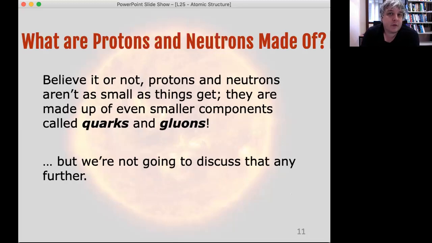So what are protons and neutrons made of? They're not actually as small as we get. Protons and neutrons themselves are made up of even smaller components called quarks and gluons, but we're not going to go there. We're not going to go any further into that realm of physics. Feel free to look it up if that interests you. It does get complicated, but you can certainly look some of that up.